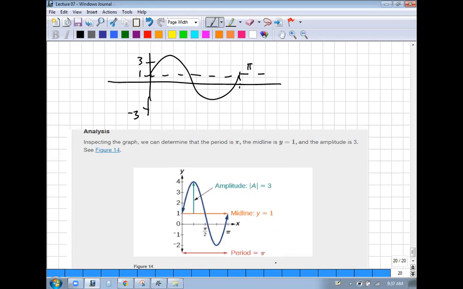There you go. The picture's a lot better than mine, so it took them a lot longer to draw that.